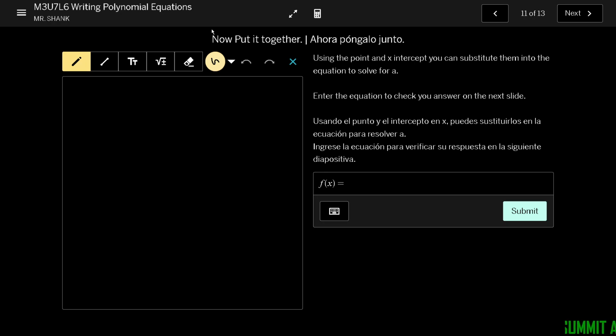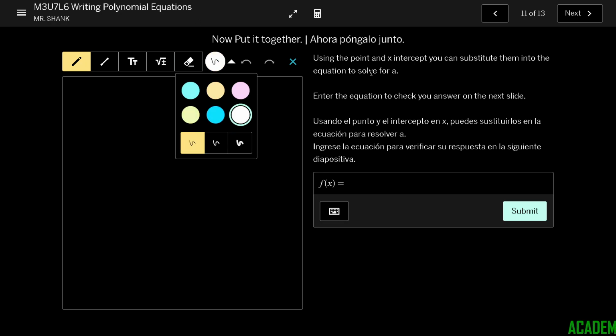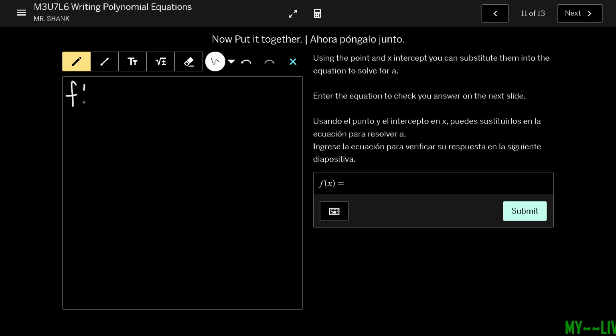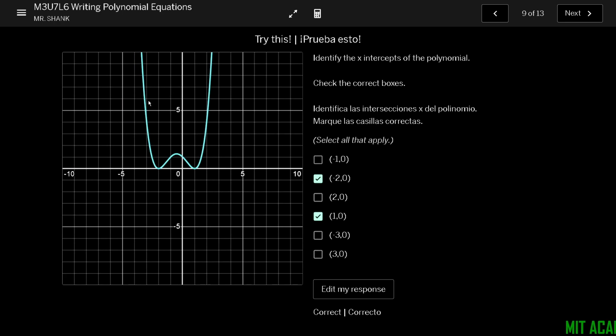Now let's graph out those equations. So let's come up with our general equation. I have f of x equals, I don't know what a is, but let me go back to my points here. The key idea is I have some double roots here because it bounces off that x-axis.